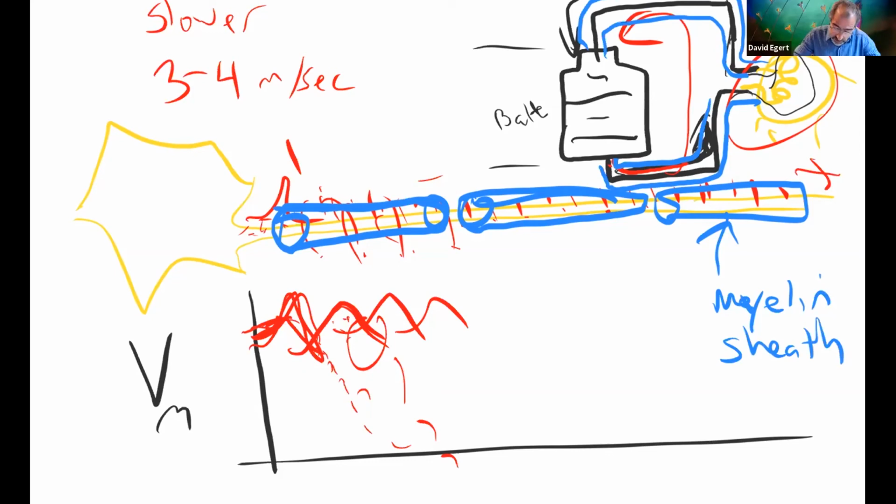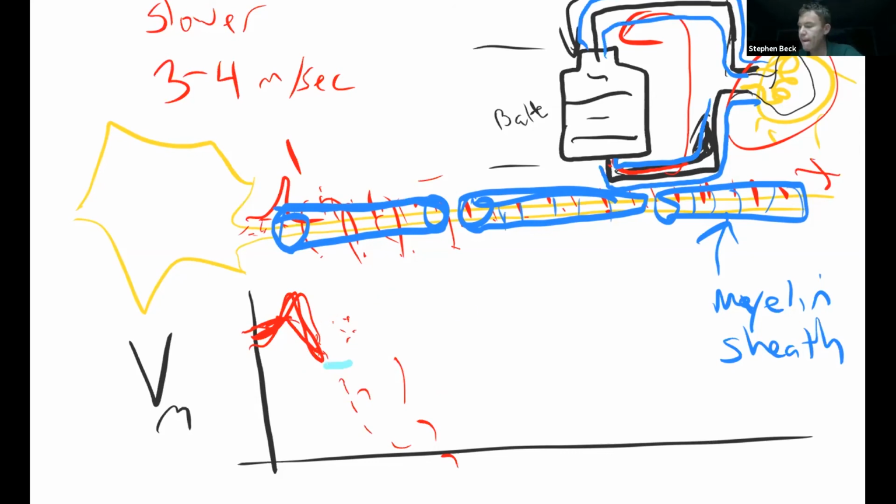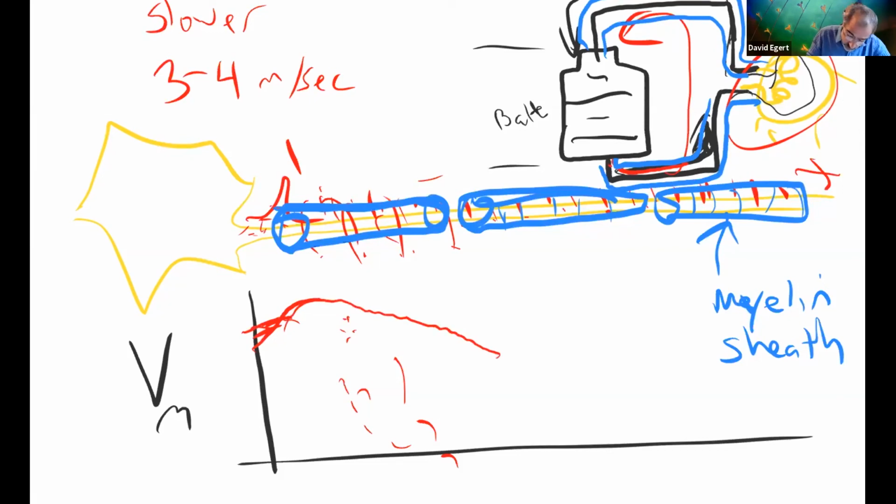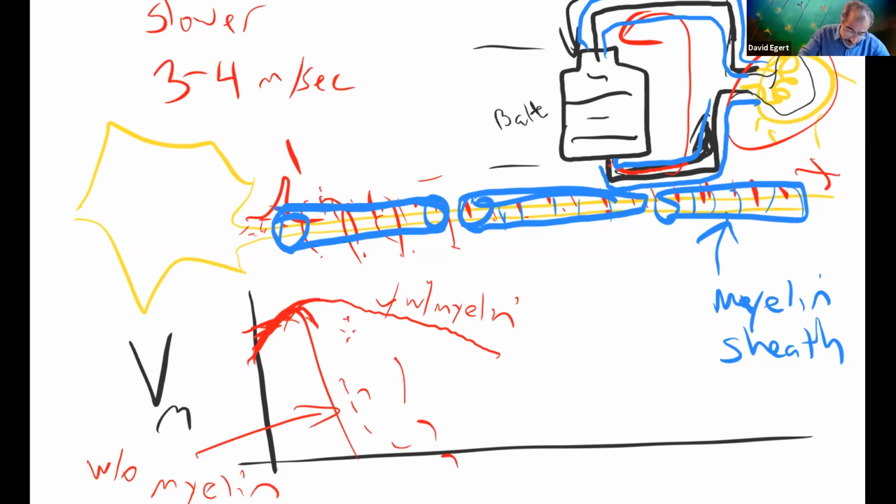What a myelin sheath does is, when the voltage goes up, it takes much longer to drop down. So this would be like with myelin. When we didn't have myelin, it went up, but it dissipates really quick. So without myelin, the voltage change dissipates, and you need to make sure you have more channels right away to keep it up. When you do have myelin, the voltage stays high much longer.